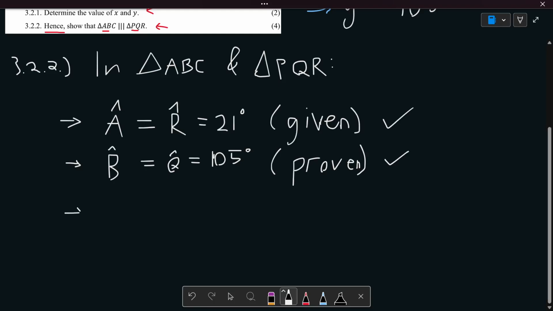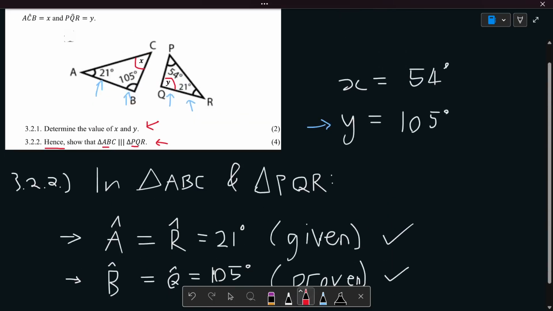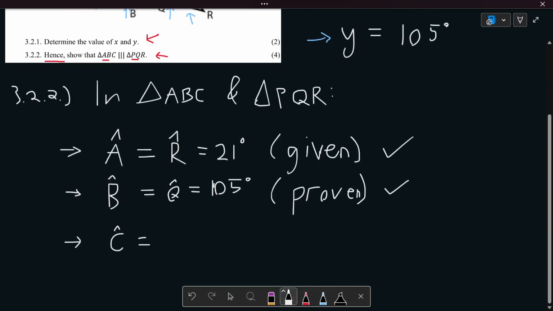Now the last one we're going to be comparing over here is angle C. What is angle C equal to? Okay, so angle C over here, where is angle C? We can clearly see angle C is x. And what is x equal to? X is equal to 54 degrees. So we need to look for 54 degrees on the other triangle. And that's over there, angle P. So therefore angle C is equal to angle P, which is equal to 54 degrees. And the reason is that we proved it. Remember how we also proved the value of x? Now we can say we have proven this. And there's our third step there.